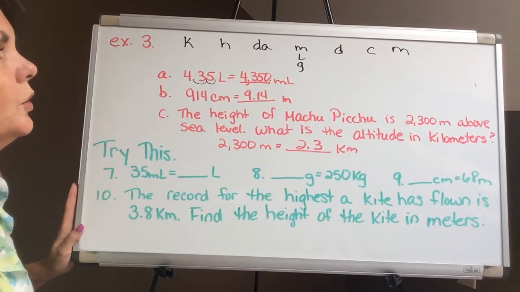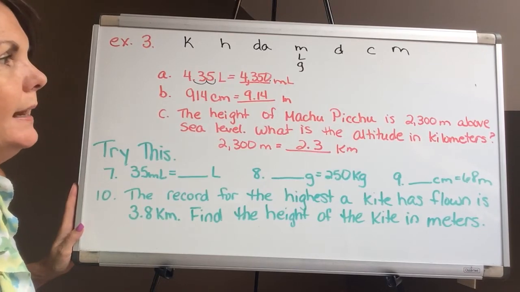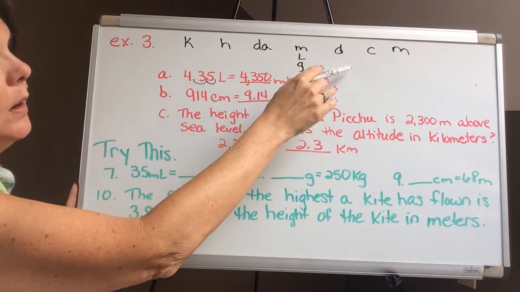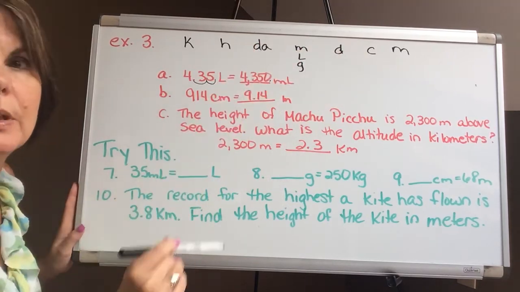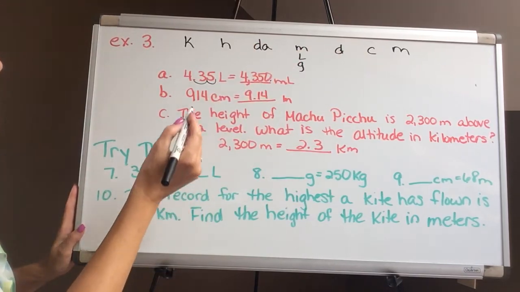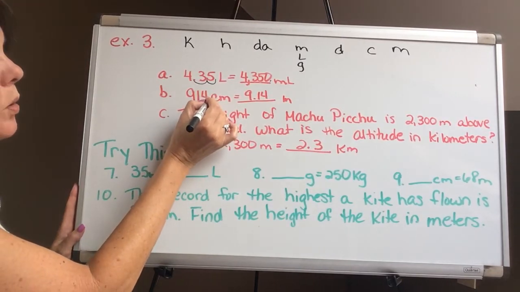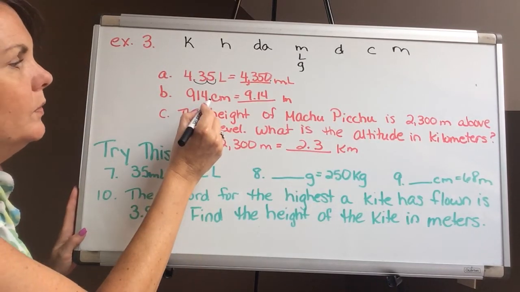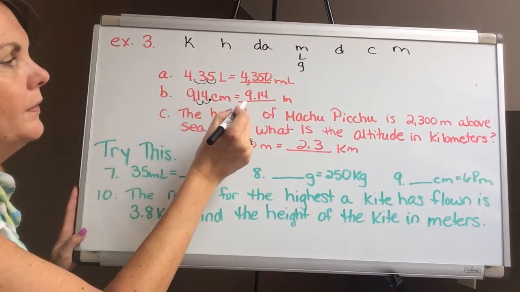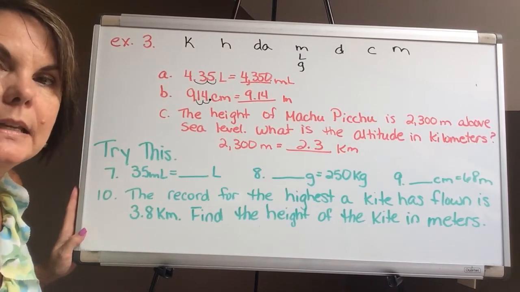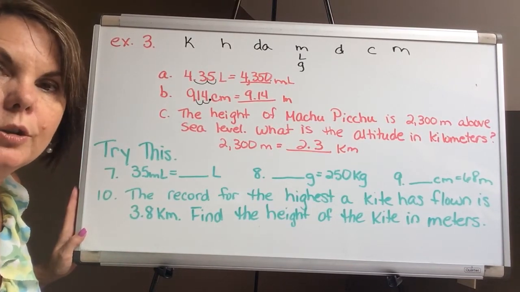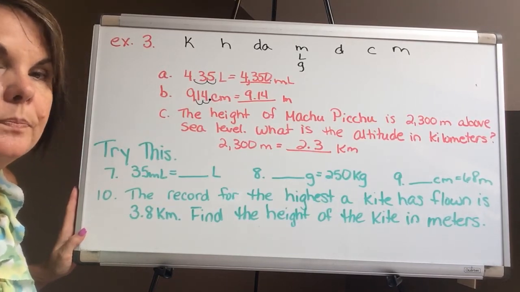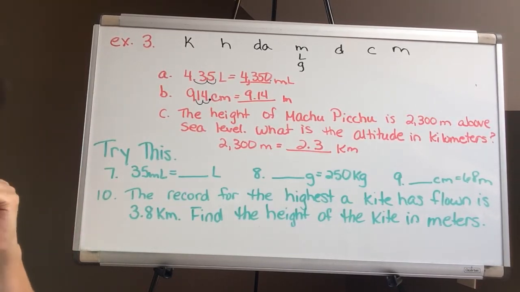Look at letter B, 914 centimeters. Now I'm going to meters. So centimeters, and I'm going this way, 1, 2 to the left, which is division. Move your decimal point the same way. It's a whole number, so my decimal point's starting behind the number. I'm going to move it 1, 2 to the left. And 914 centimeters, when I convert it to the larger unit of meter, becomes 9 14/100 meters.